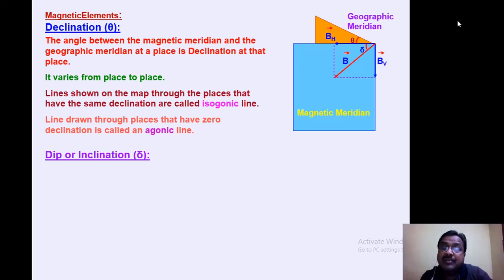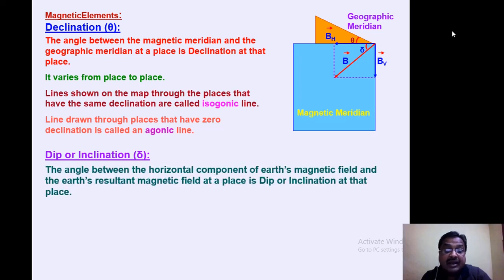Earth has a magnetic field, and it will have two components. The horizontal component is BH, the vertical component is BV, and the resultant is B. The resultant magnetic field of Earth is B. So the angle between that resultant magnetic field of Earth and the horizontal component is called dip. Again, to repeat, dip at a place is defined as the angle between the horizontal component of Earth's magnetic field and the resultant magnetic field of Earth at that particular place.